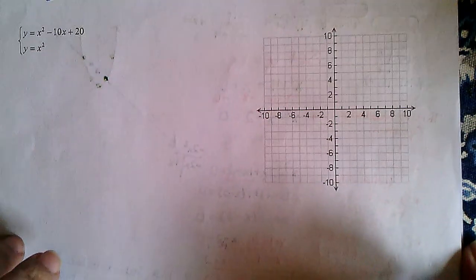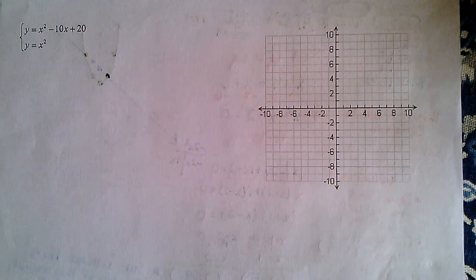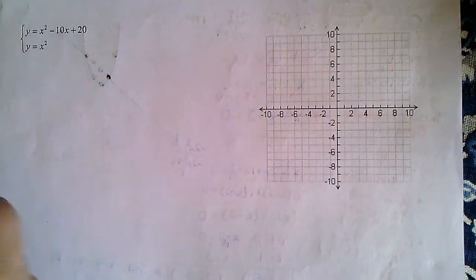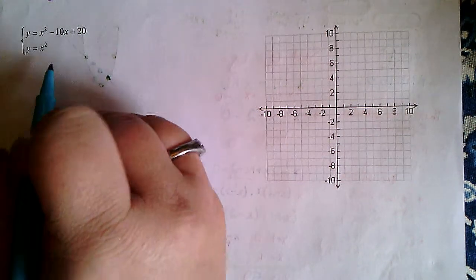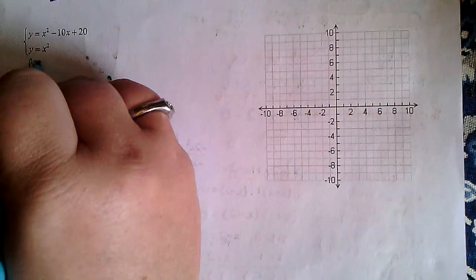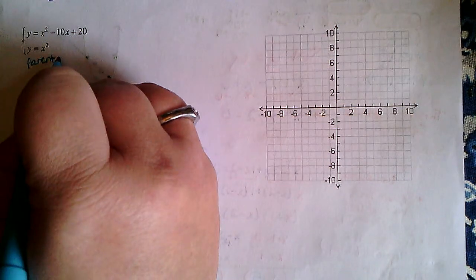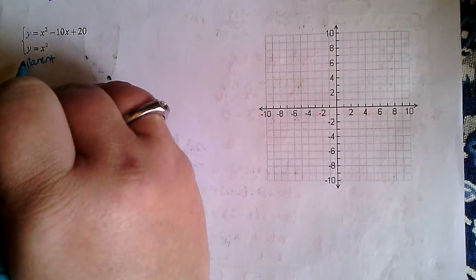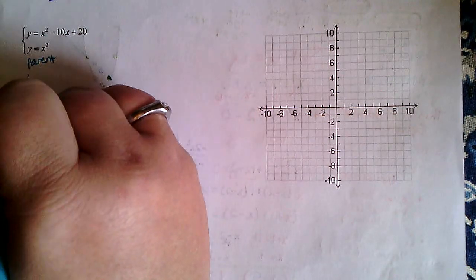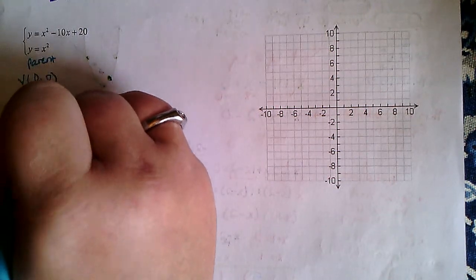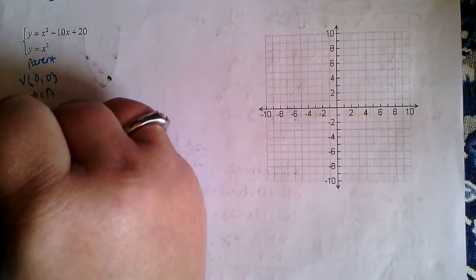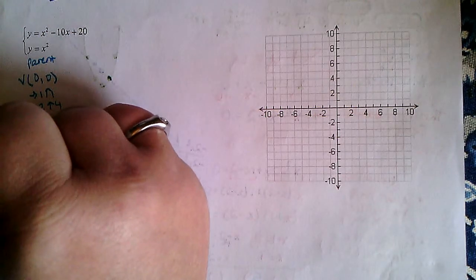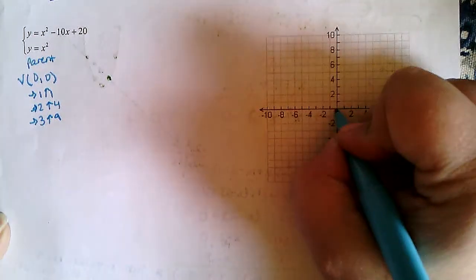Last but not least, this top one is kind of difficult, so we're just going to pause on that one, and we are going to do this one real quick. This bottom one is just the parent form, the parent of quadratics. It's got a vertex at 0, 0, and it does the normal over 1, up 1, over 2, up 4, over 3, up 9. So let's graph it real quick.